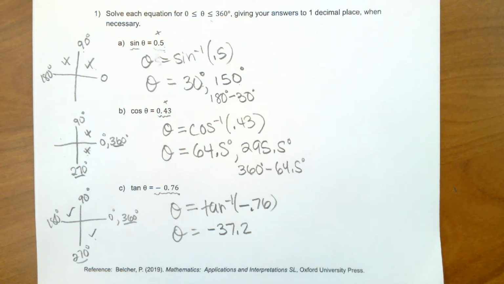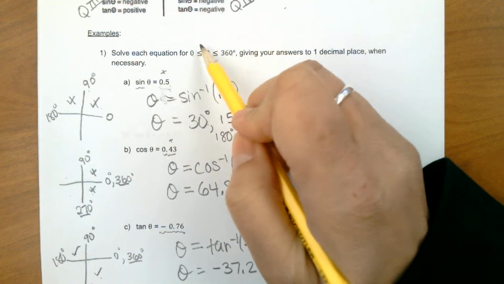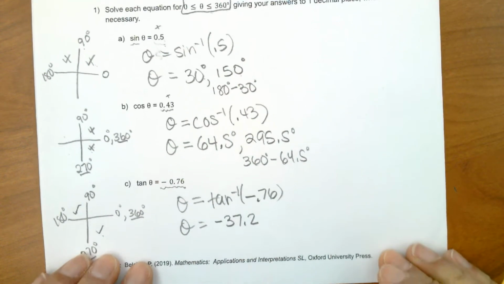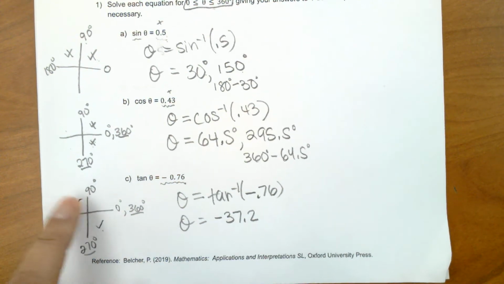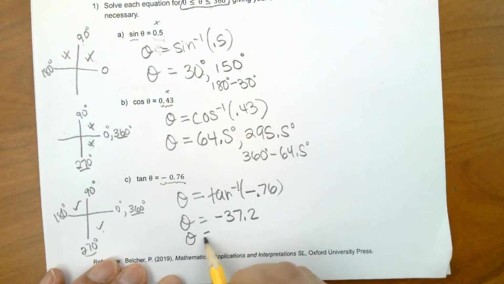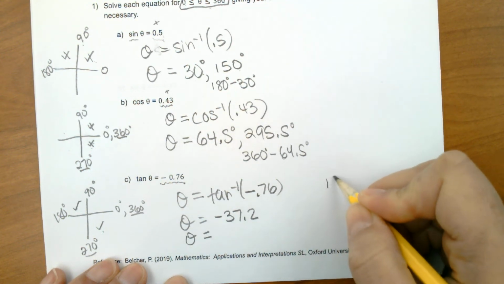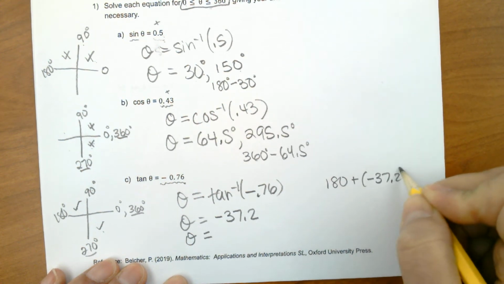Now, we can't have negative angle measurements, okay? We have to have positive ones, and we have to have them between 0 and 360. That's why this is here. You need to use this. So we're going to have to do some adding and subtracting of 360 and 180. So I need it here. I need it in this quadrant. So I think what I'm going to do is my little work over here, by the way. Let's do 180 plus that negative 37.2.